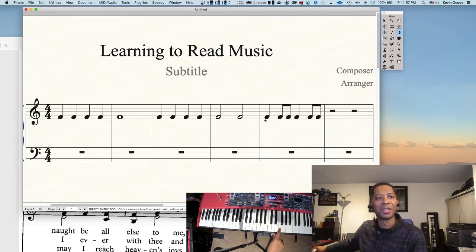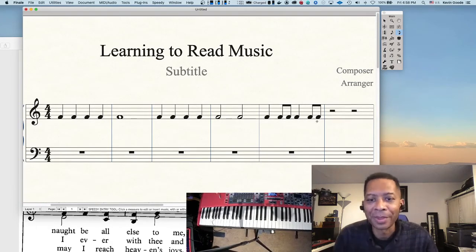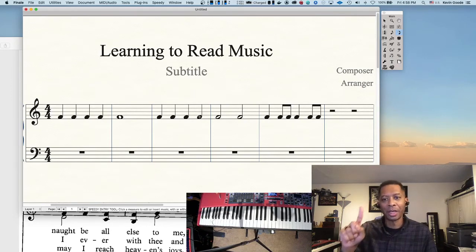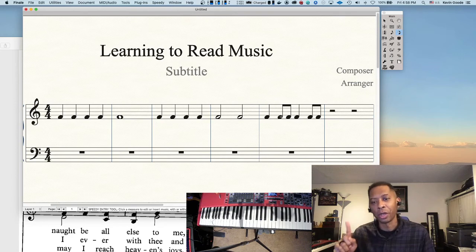Okay, once again, one and two and three and four and. So that's what that is. You have a whole note, four counts; a half note, two counts; a quarter note, one count; and then eighth notes, a half a count. Two eighth notes together equal one count.